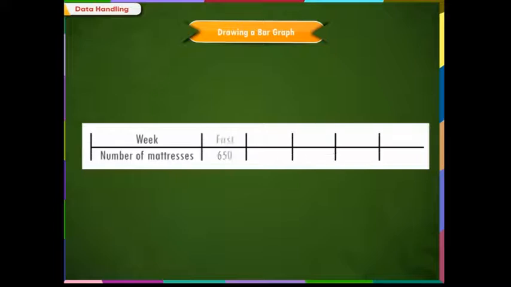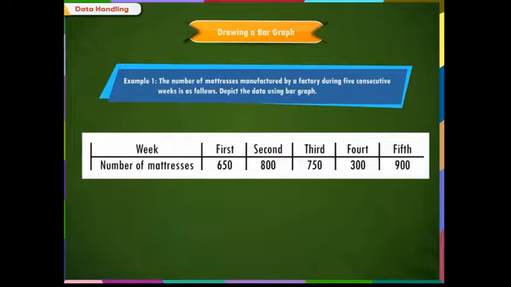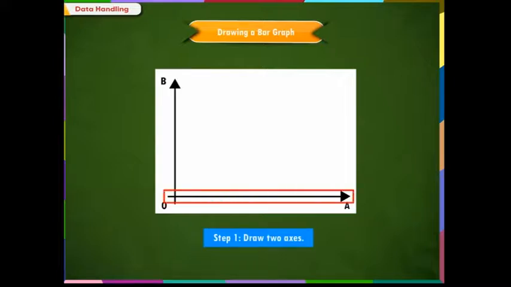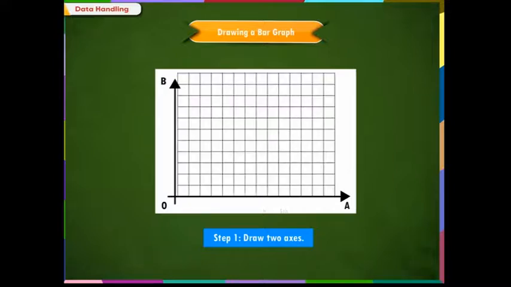Let us now understand how to draw a bar graph with this example. The number of mattresses manufactured by a factory during 5 consecutive weeks is as follows. Depict the data using bar graph. We can draw the bar graph on a graph paper. The first step is to draw a horizontal and vertical line and name them OA and OB. Next step is to label these axes.